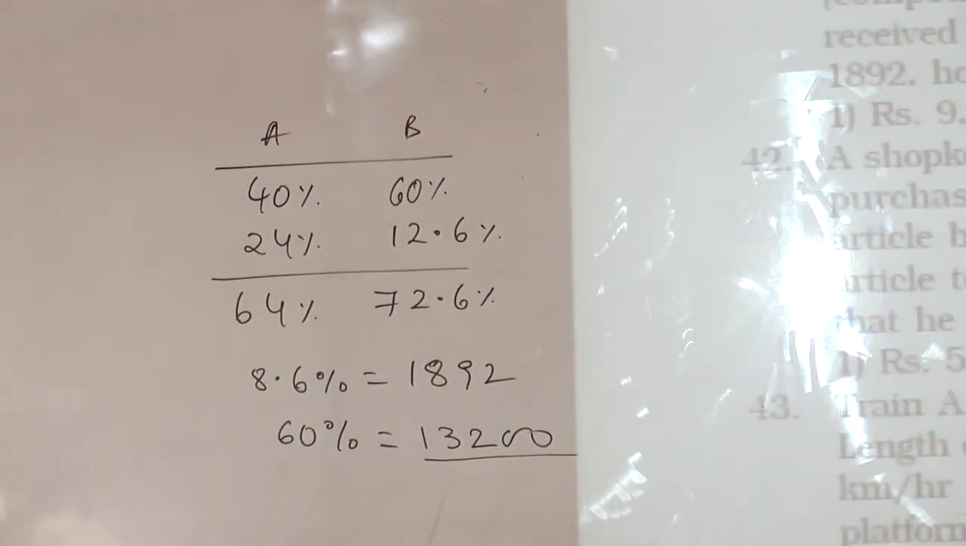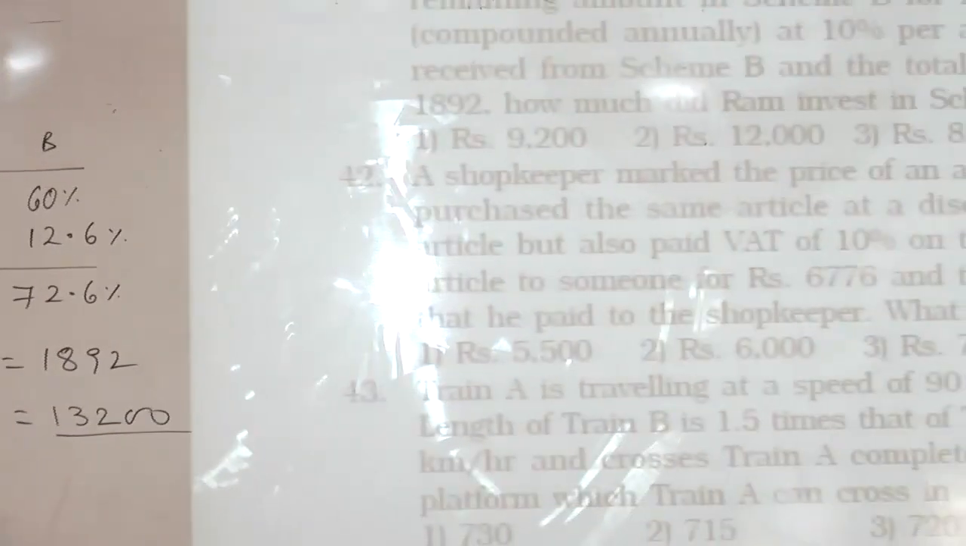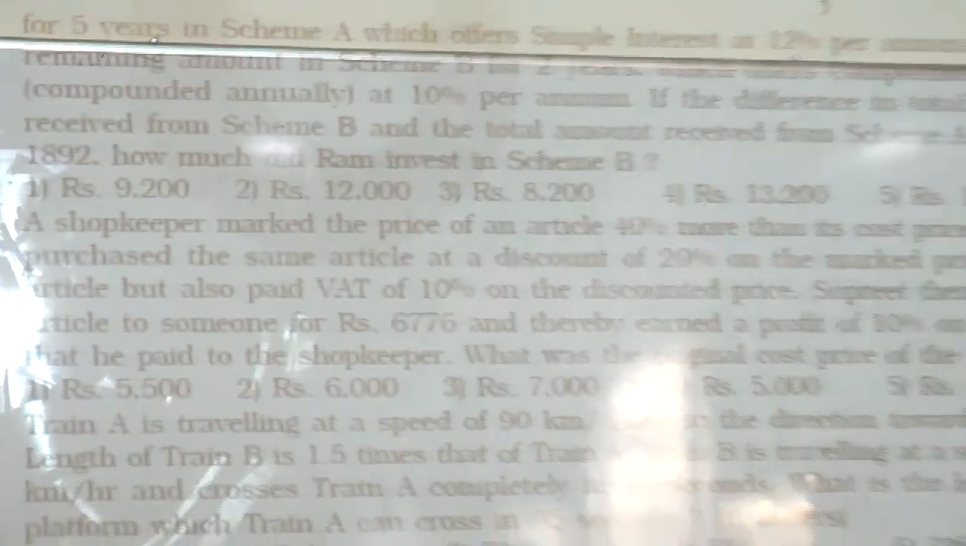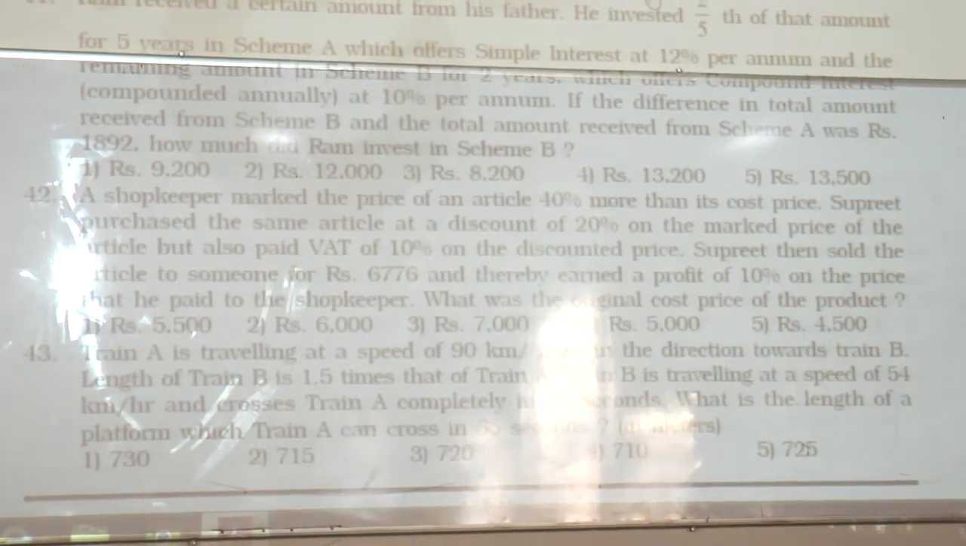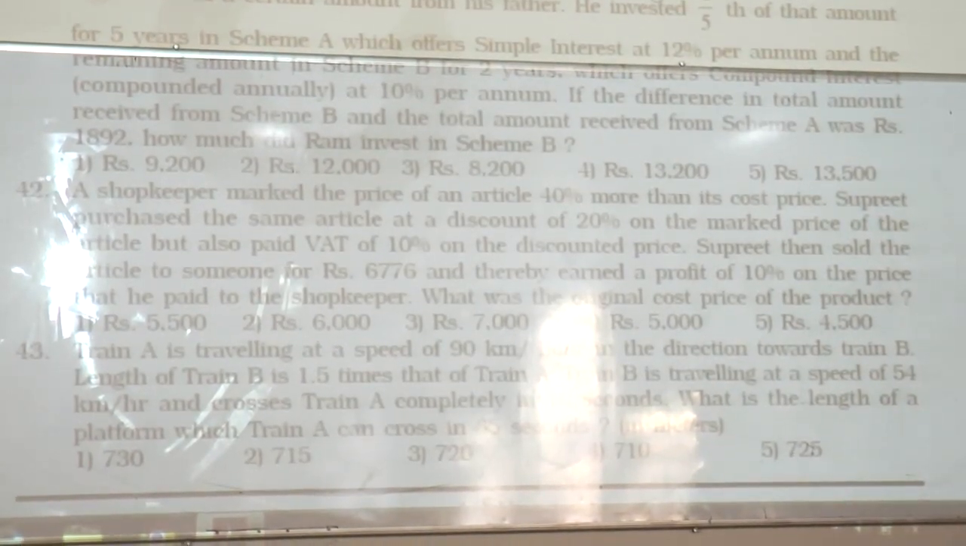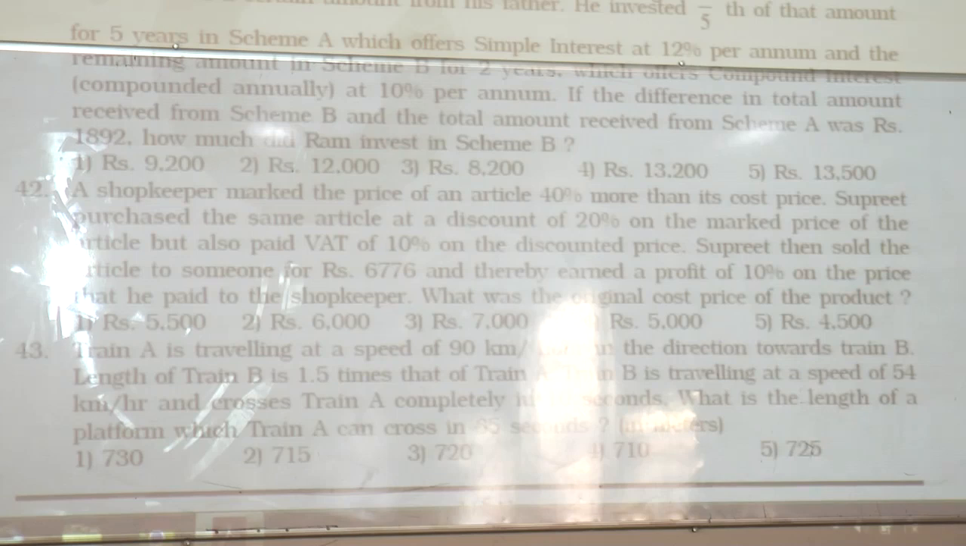Next, 42. A shopkeeper marked the price of an article 40% more than its cost price. Supreet purchased the same article at a discount of 20% on the market price, but also paid VAT of 10% on the discounted price. Supreet then sold the article to someone for 6,776 and thereby earned a profit of 10% on the price that he paid to the shopkeeper. What was the original cost price of the product?